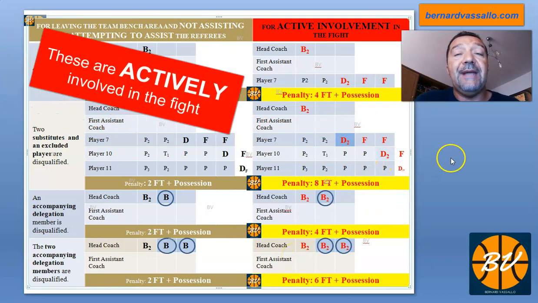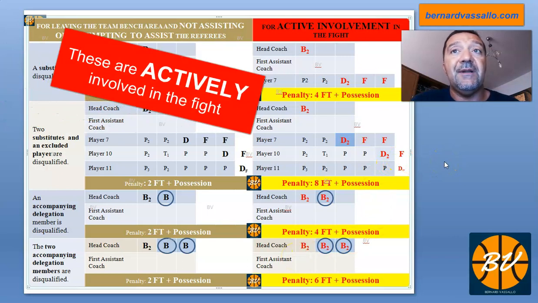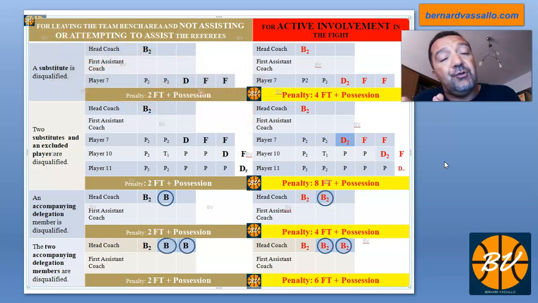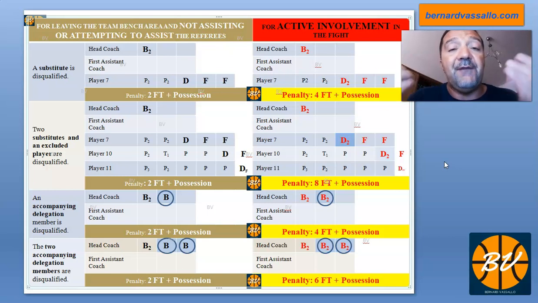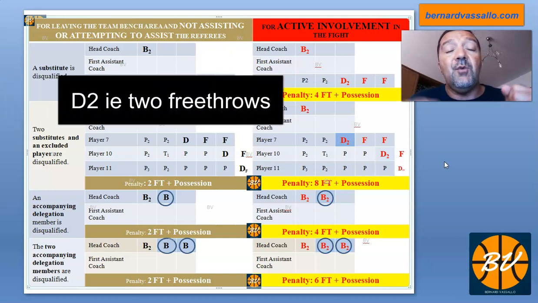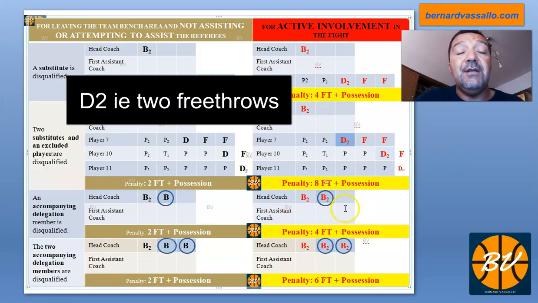However, if we go to the other side of the screen, and we assume that these 3 players, P7, P10, and P11, actively involve themselves in the fight, therefore not only do they enter into the court without authorization, but now also actively involve themselves in the fight, now the situation is far different. Why? Because now, apart from the fact that each one of these 3 players is disqualified, now the penalty for actively involving himself or herself in the fight comes also with 2 free throws. That would be a D2 penalty.